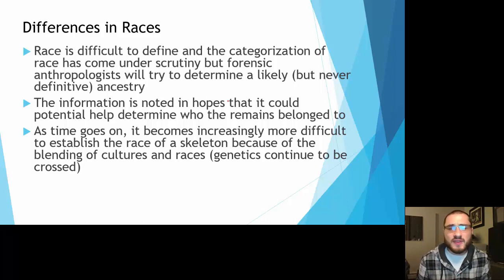So it's difficult to define and categorize race. It comes under scrutiny, but forensic anthropologists will try to determine a likely but never definitive ancestry for an individual. So the information is noted in hopes that it could potentially help determine who the remains belong to. But again, it is something that is never definitive. It's more of something that we're going to make note of and try to make a correlation to.